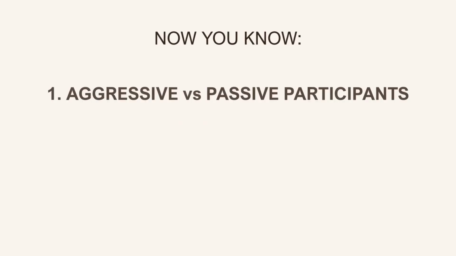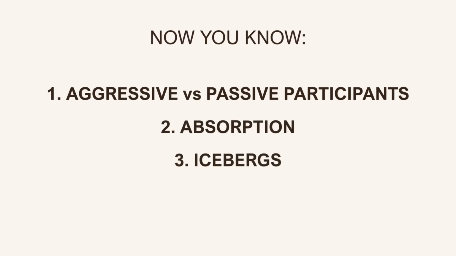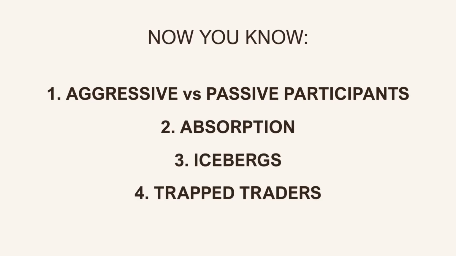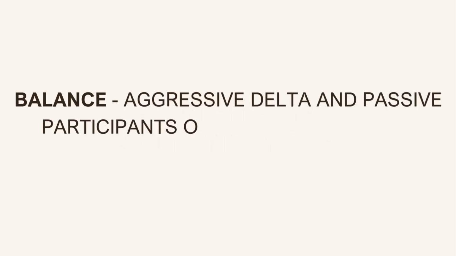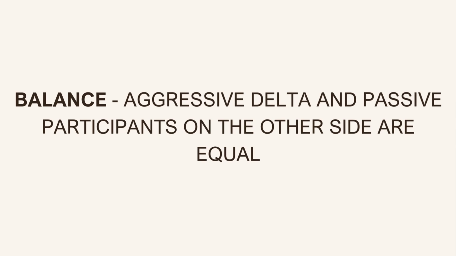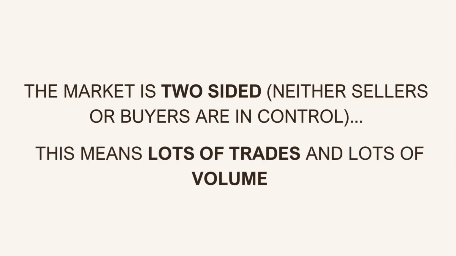Now that you understand aggressive versus passive participants, absorption, and trapped traders, we can tie it all together with one of the most powerful concepts in order flow: balance and imbalance. At any moment, the market is either in balance or out of balance. Balance is what we saw earlier in absorption. Aggressive sellers keep selling, but passive buyers match them. Or aggressive buyers keep buying and passive sellers keep refreshing. The market is two-sided and volume builds up.